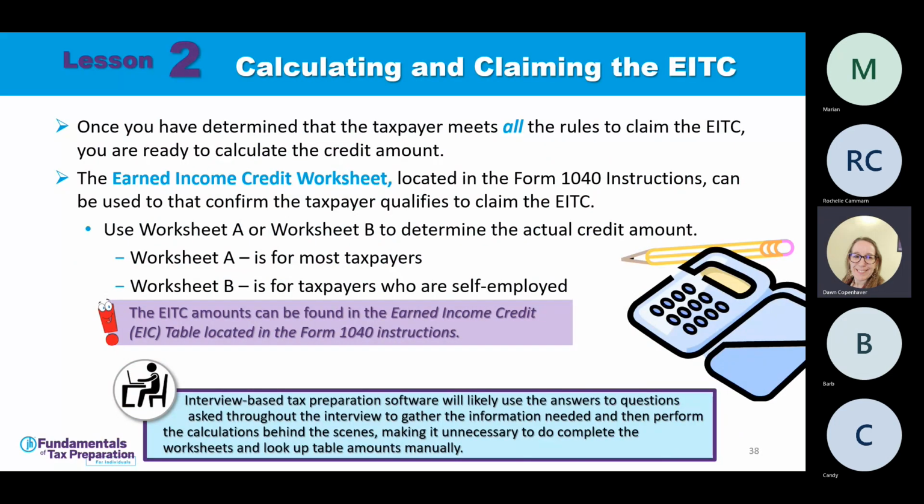Okay, so how do we calculate and claim the credit? The software will put all of the figures into the earned income credit worksheet and calculate the credit that way. But you should just be familiar with it, and you should be familiar with how to read the earned income credit tax tables or the chart for calculating the credit.